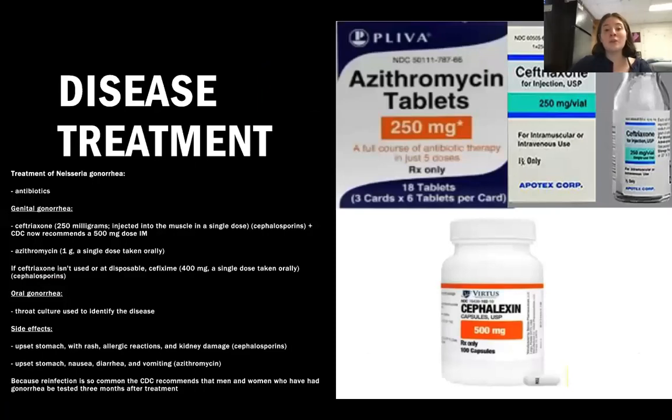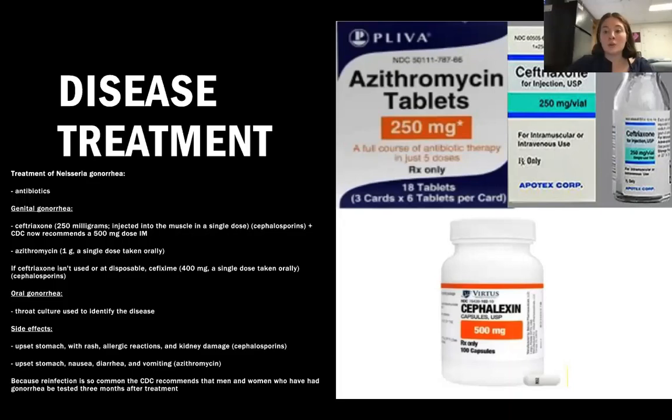The treatment for gonorrhea is antibiotics. The different types of gonorrhea are genital and oral. For genital gonorrhea, there is ceftriaxone. The dose is 250 milligrams, which is injected into the muscle for a single dose. It's a part of the cephalosporin drug category, and the CDC now recommends a 500 milligram dose IM.